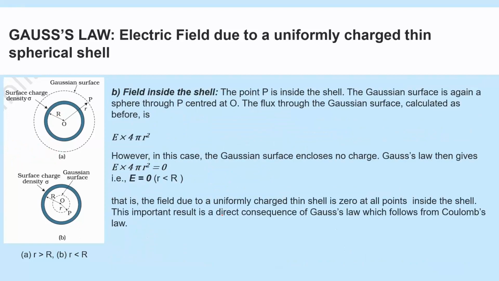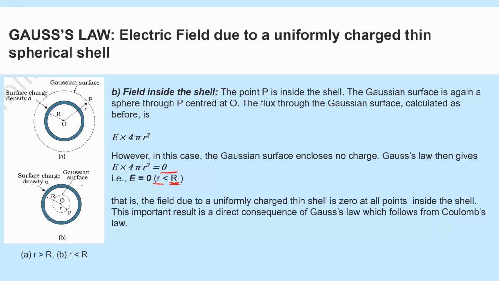If we want to find out the electric field at a point inside the shell, due to the presence of this uniformly charged thin shell, we find that the Gaussian surface inside the shell does not enclose any charge, and that is why we get E equals 0. If your Gaussian surface radius is less than the radius of the shell, then we are going to get 0 electric field, so there is no charge enclosed inside the shell.